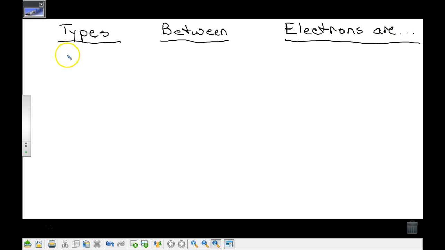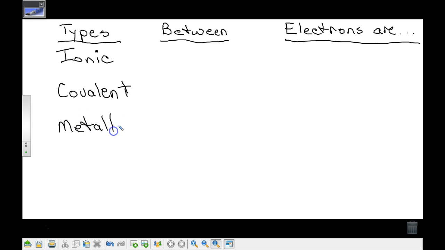So there are three kinds of bonds. We have already talked specifically and in great detail about ionic and covalent, and even though we haven't talked about it, it's very easy to understand, metallic bonds. Those are the three kinds of bonds and the three kinds of ways elements, atoms, are held together.